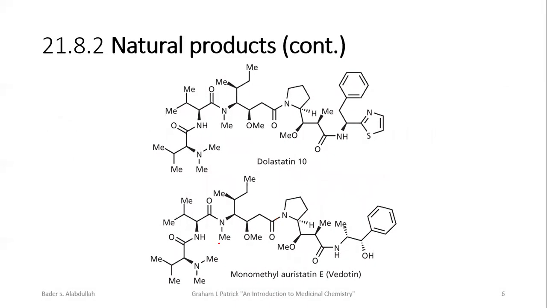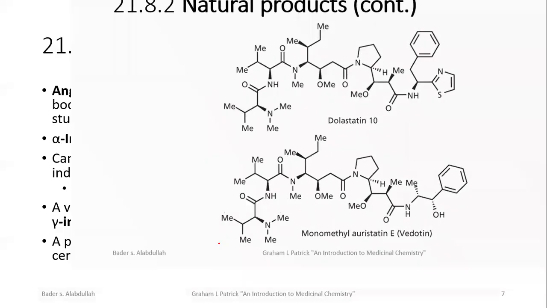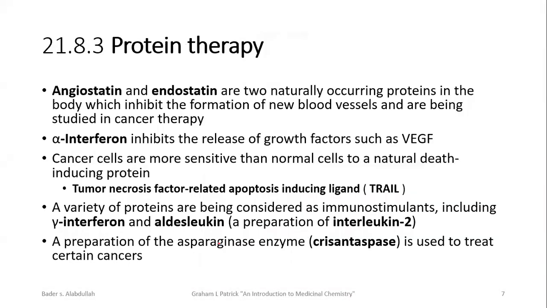Other examples of natural products are dolastatin 10 and monomethyl auristatin E, or just called vedotin. All right, these are the structures, and these agents are undergoing clinical trials now, and as we said, all of these are natural products. We've been talking about the synthetic agents and the natural products.